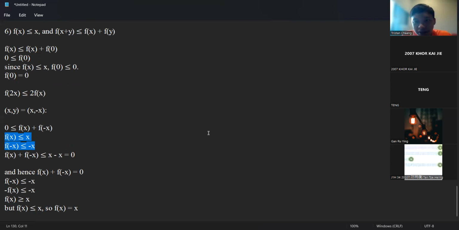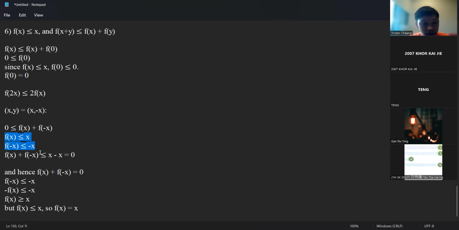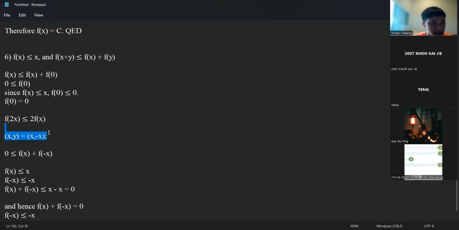Okay, any more questions? May I know how to get 0 less than or equal to? So may you know how to get this one? Well, I'll substitute this. So this is from this substitution. So y, I let it be minus x. So this thing becomes f(0), which is 0. And this is f(x), and this is f(-x). And so we have this.